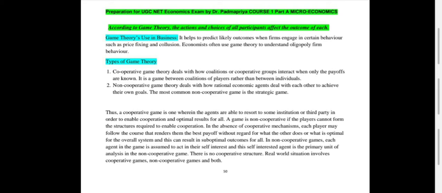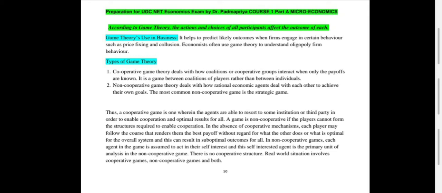How is game theory used in business? It helps to predict likely outcomes when firms engage in certain behavior, such as price fixing and collusion. Economists often use game theory to understand oligopoly firm behavior. Now, what are the types of game theory? Cooperative game theory deals with how coalitions or cooperative groups interact when only the payoffs are known. It is a game between coalitions of players rather than between individuals. Non-cooperative game theory deals with how rational economic agents deal with each other to achieve their own goals. The most common non-cooperative game is the strategy game.